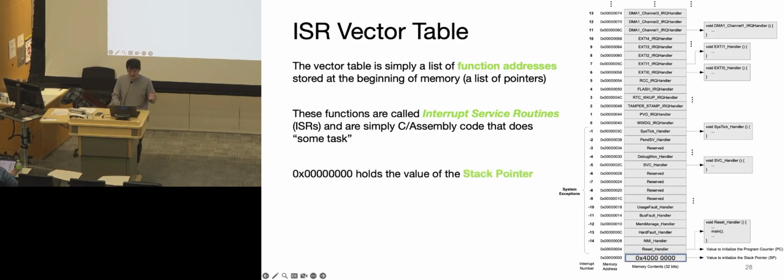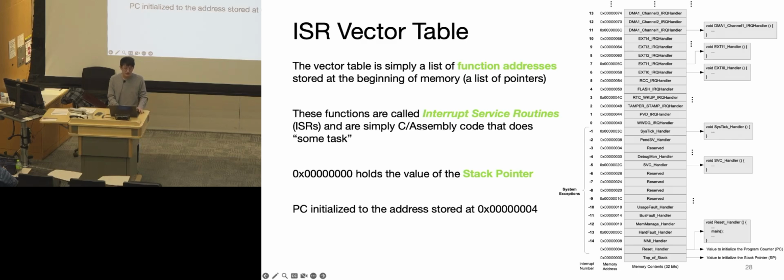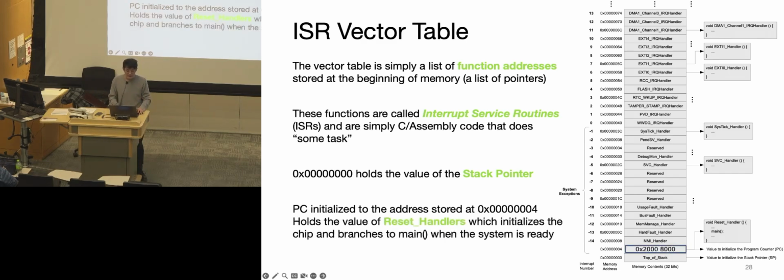So as we said before, the beginning at 0000 holds the value of the stack pointer, which holds some memory addresses there. And the PC, program counter, is initialized to be at 0004, and again, it holds the value of the reset handler, which initializes the chip and then branches to the main function when the system is ready, or when the system is rebooted, I guess. Any questions on this? All good?